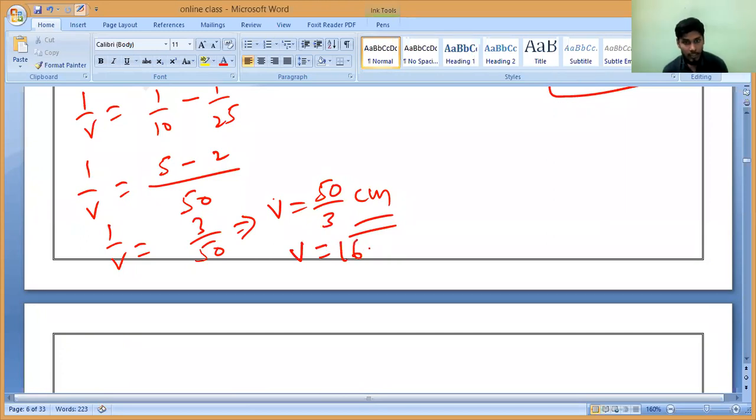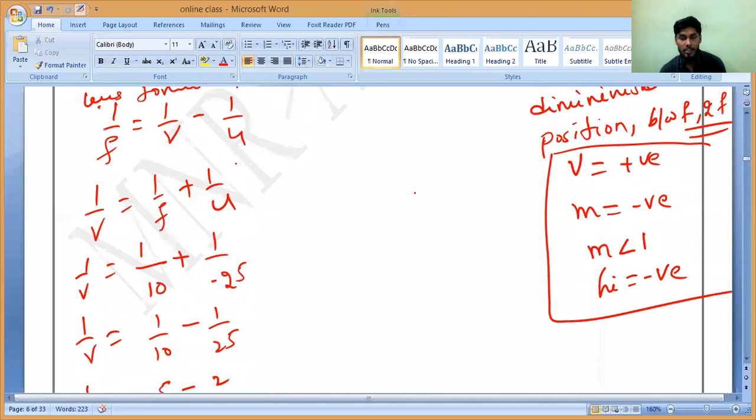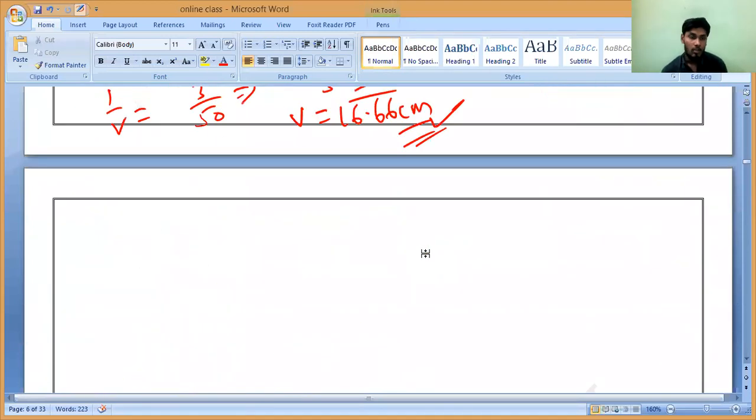16.6 centimeter. Now you verify: the object is between F and 2F or not. You check it. It is more than F and less than 2F, correct or not? Yes, sir. So your answer is correct. And is V positive or negative? Positive. Your answer is correct or not? Yes, your answer is correct. No need to worry.